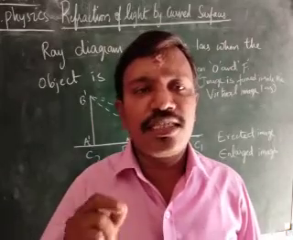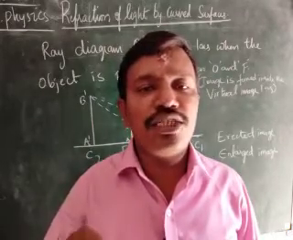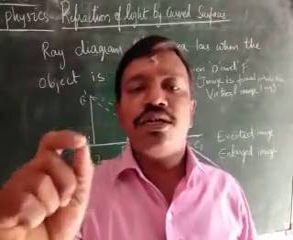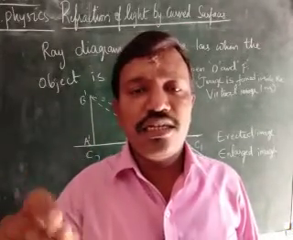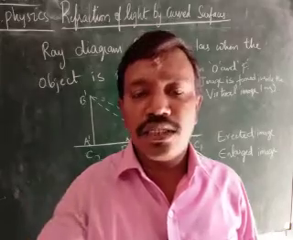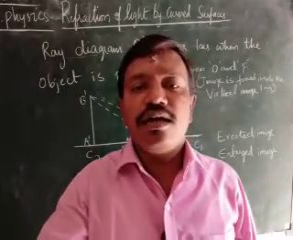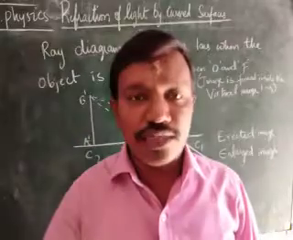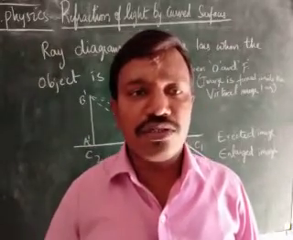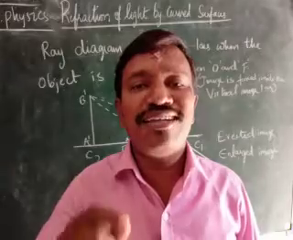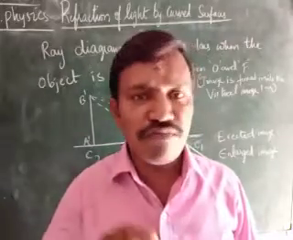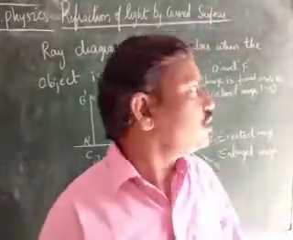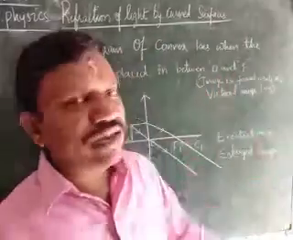Okay, and next, where should the object be placed in order to get the enlarged image? The object should be placed between C and F, as well as on F, children. Between C and F and on F, we will be getting an enlarged image. And in the same way, between O and F also. Where should the object be placed in order to get the virtual image of the convex lens? To get the virtual image, the object should be placed between O and F, children.